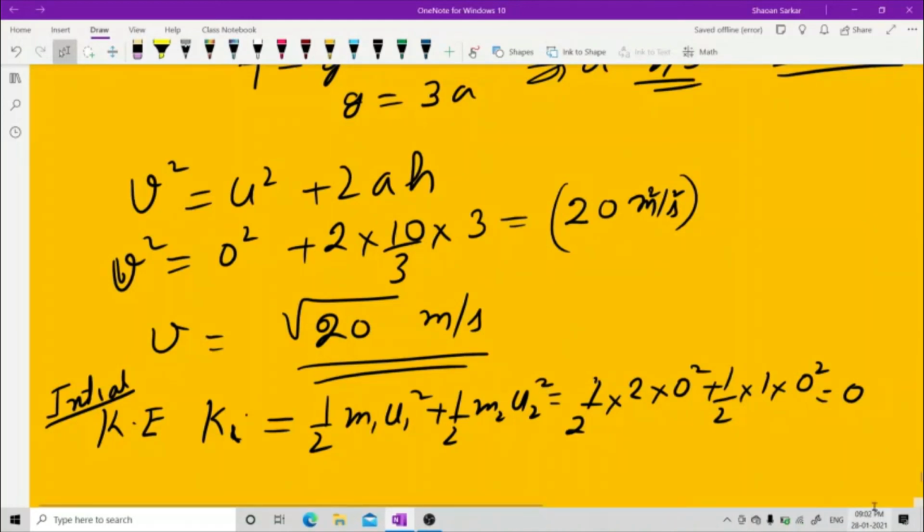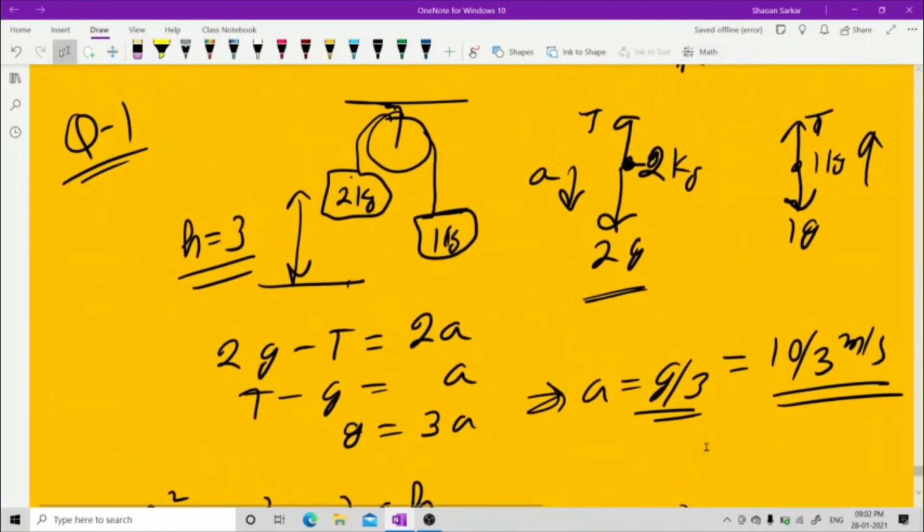See, whatever the velocity, both have the same acceleration. Look at this figure. This one as well as this one, they both have the same acceleration. They will acquire the same velocity. Both of them will acquire the same final velocity because they are moving together.